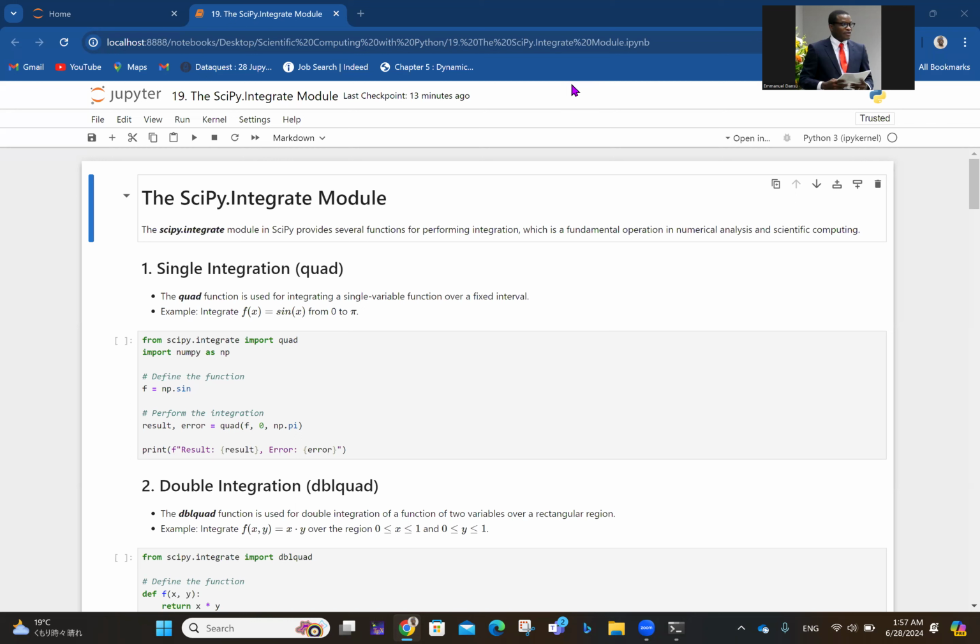In this video, we continue with the scientific computation with Python series we've been looking at. Today, we'll be considering the SciPy.Integrate module. Of course, as the name implies, the SciPy.Integrate module provides several functions for performing integration, which is a fundamental operation in numerical analysis and scientific computing.